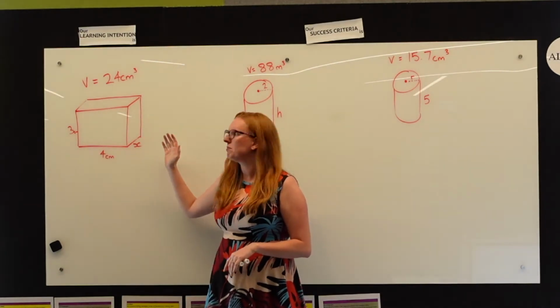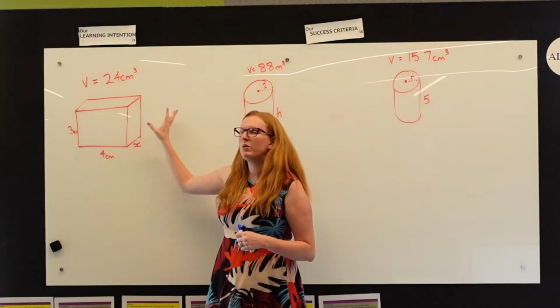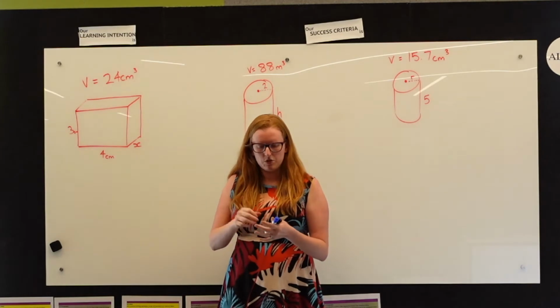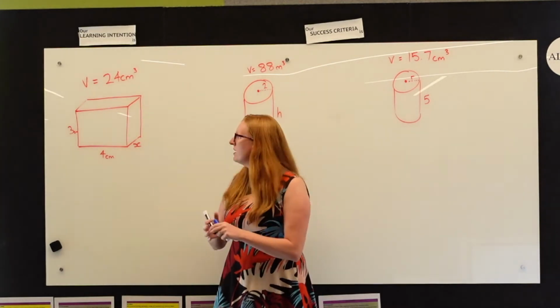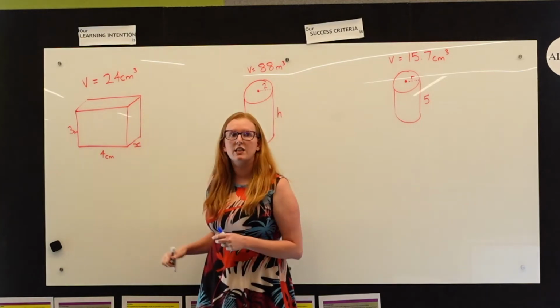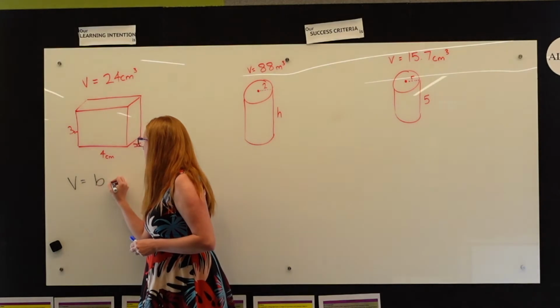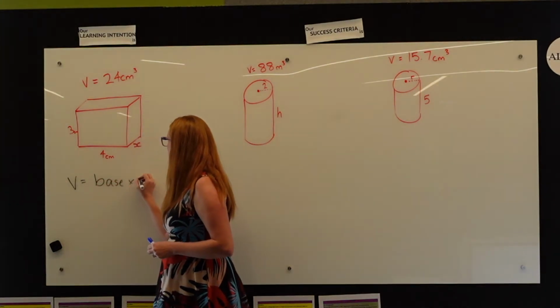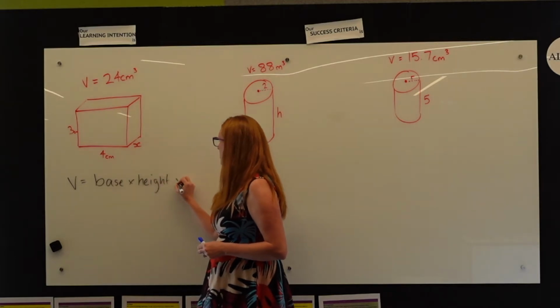So in order to be able to find our missing value here, our missing dimension, we kind of need to work backwards. So we always start by writing the formula. So the formula for a rectangular prism is volume equals base times the height times the depth.